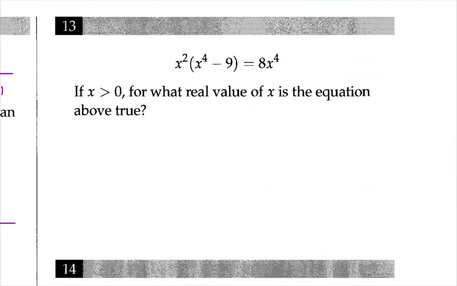Question number 13, if x is greater than 0, for what real value of x is the equation above true? Let's do it. x squared times x to the 4 is x to the 6. And here x squared times minus 9 is minus 9x squared. And we can shift 8x to the 4 to this side, so it will be how much? Negative 8x to the 4. All of this equals 0. So guys, this question can be done manually using factoring. And on the digital SAT, you can solve it using the Desmos graphing calculator, as we will see right now.